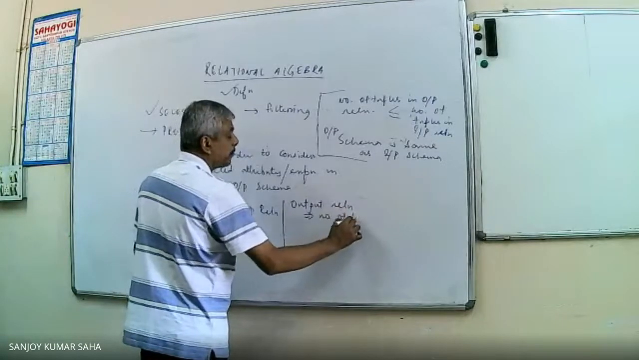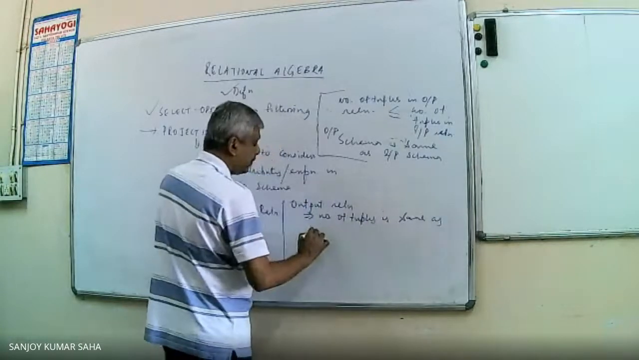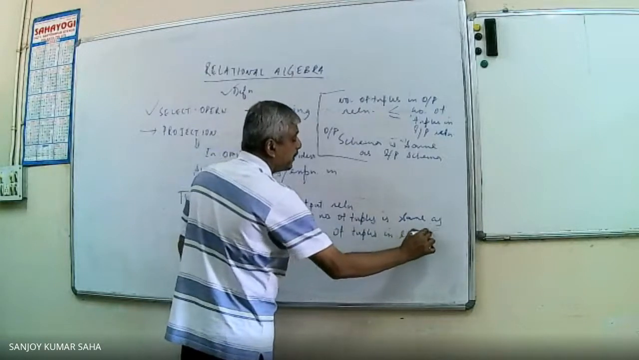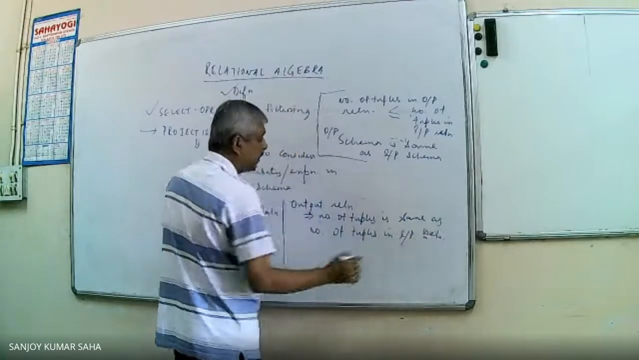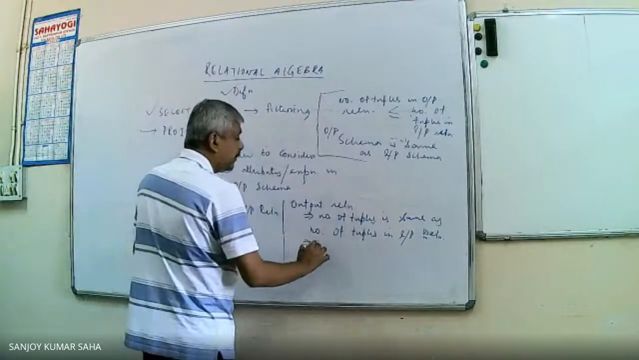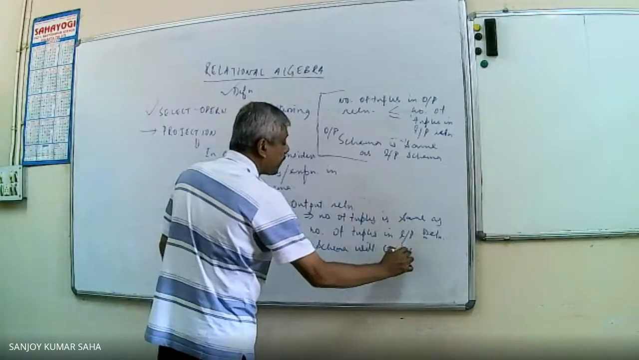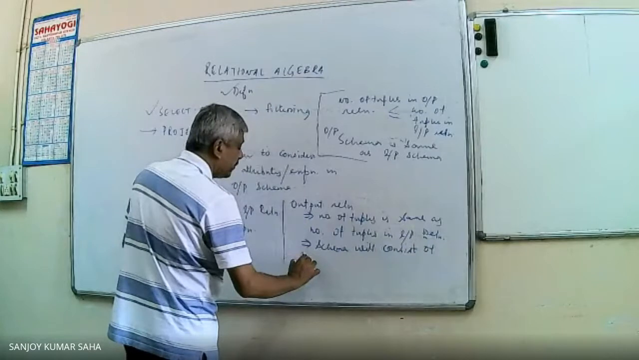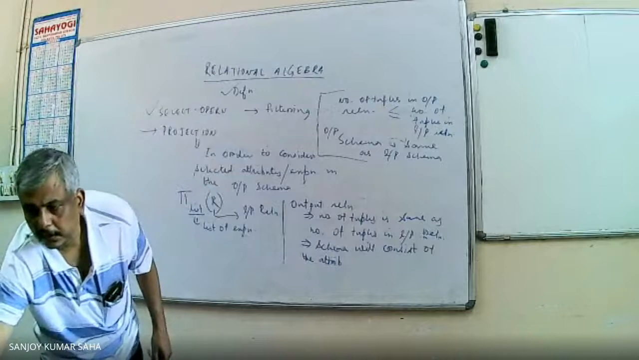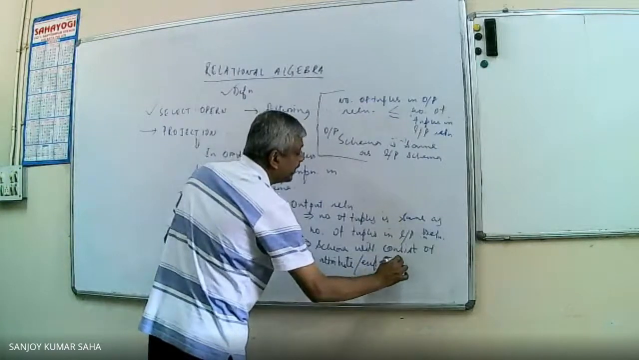the number of tuples is same as the number of tuples in the input relation. It is not performing any tuple filtering, whereas the schema will consist of the attributes or expressions given in the list.